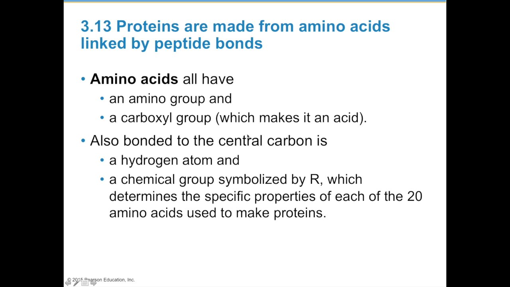The monomer of a protein is an amino acid. All right, so this is the monomer. Or you could say the building blocks.